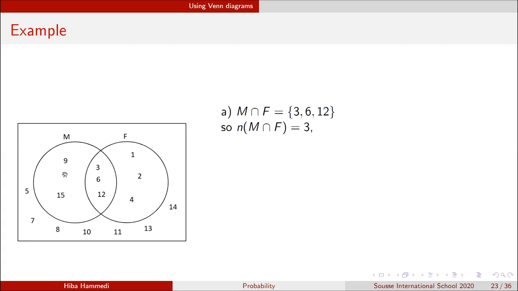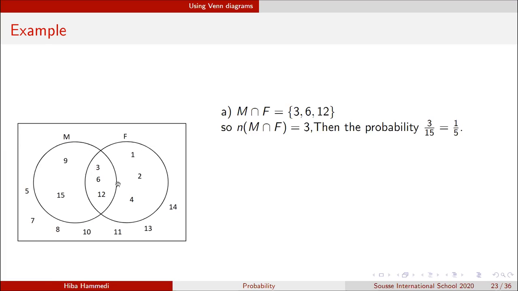As you can see, I have the intersection between the two sets. There are three numbers here, 3, 6, and 12. So I know that there are 3 common elements between M and F. And other numbers are outside the two sets because they are not multiples of 3 and they are not factors of 12.